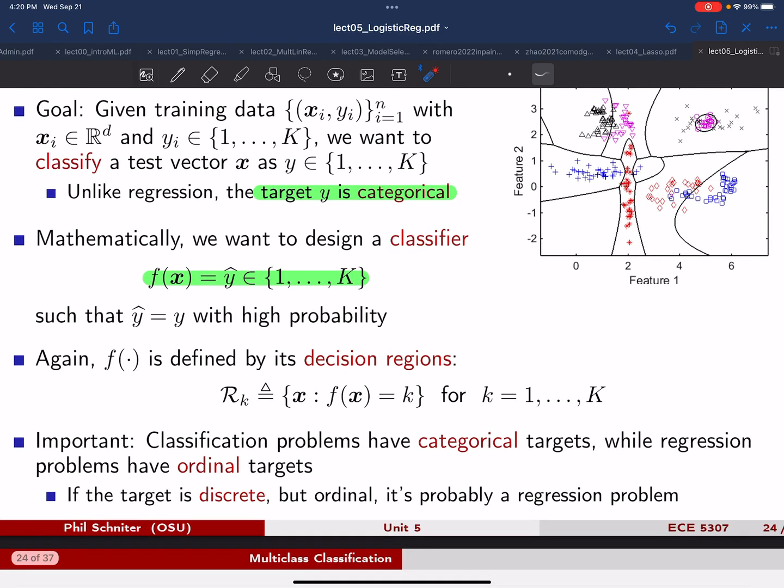Okay, so I just want to quickly again emphasize the difference between regression and classification. In classification problems, we have categorical targets, while regression problems have ordinal targets. So it's not about the target being discrete or not. You could have a regression problem with a discrete target. So for example, if you wanted to predict, let's say, on Amazon, there's star ratings 1, 2, 3, 4, 5 stars, and you want to predict the star rating for a new product.